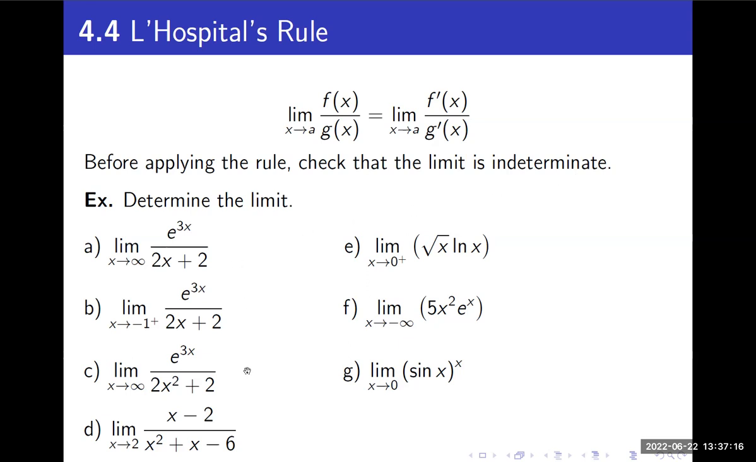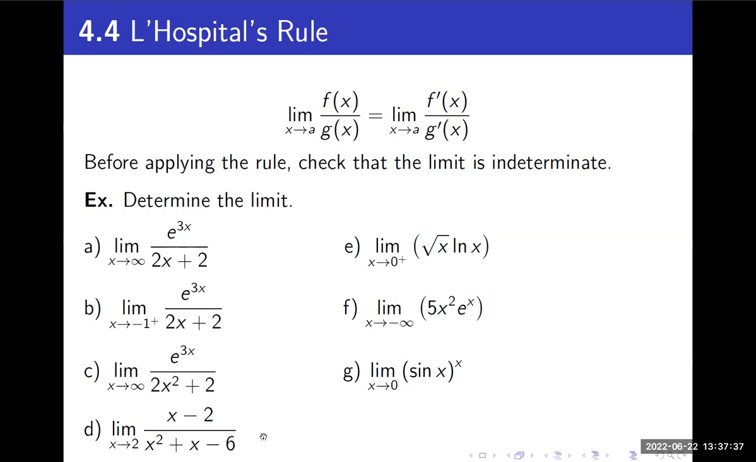Notice the first three are pretty similar. e to the 3x over 2x plus 2. We'll do the same function as x approaches infinity. We'll do the same thing as x approaches -1 from the right. And then we'll change it just slightly to an x squared and look at x going to infinity again.